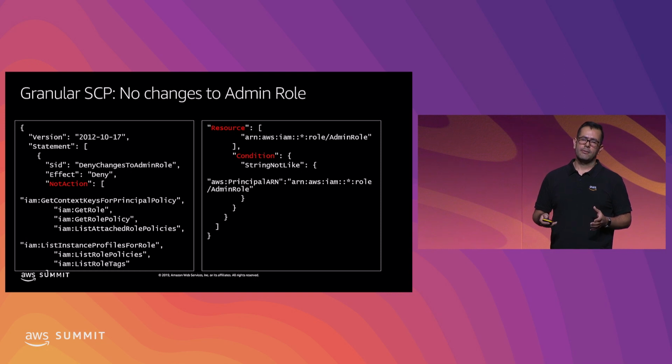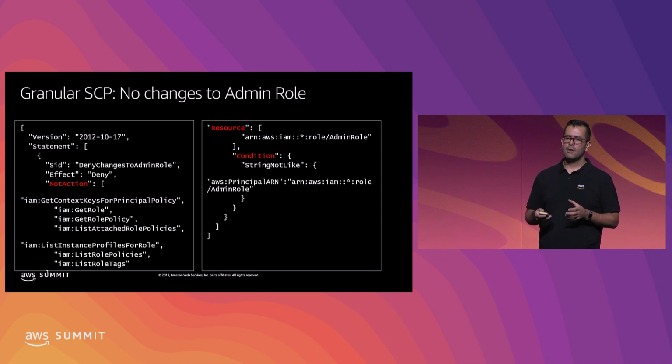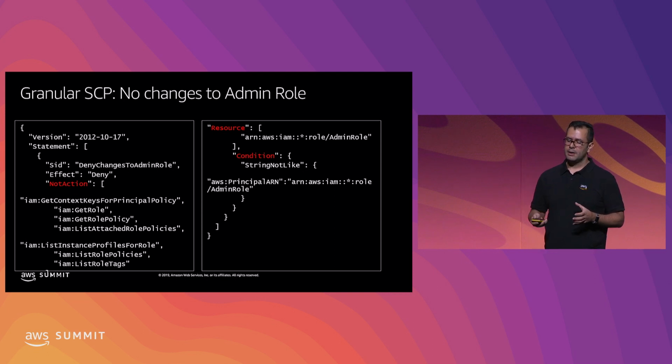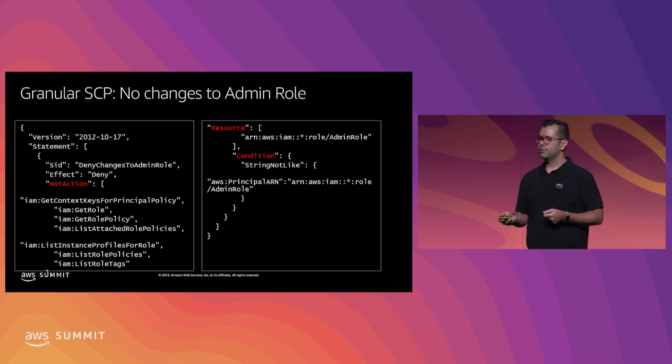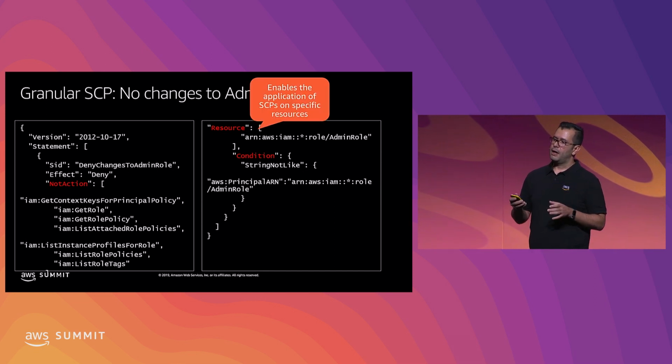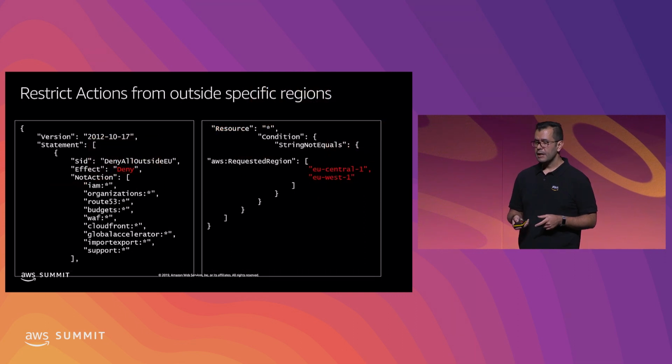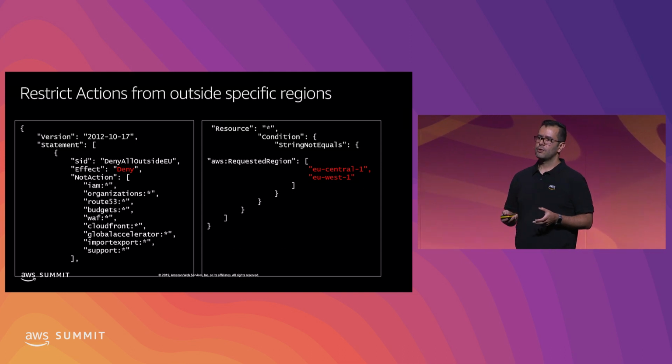Or perhaps you can use something like granular SCPs. That is something that we released recently. And it helps us to make full use of the policy language that comes with SCPs. In this case, we have created an admin role that has been deployed to the accounts, and we want to make sure that only the admin role is able to make changes and no one else. For that, we leverage enabling the resource portion of the policy, making sure that that's the role that we want to protect, creating some exceptions, and using a condition to make sure that the admin role is able to make those changes.